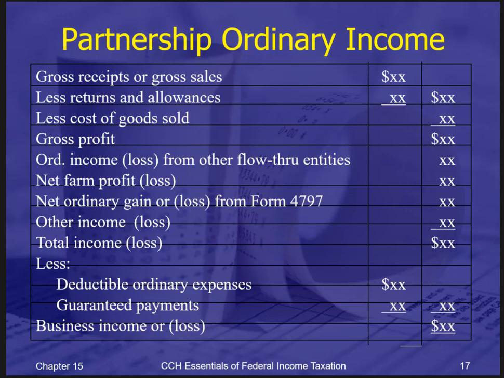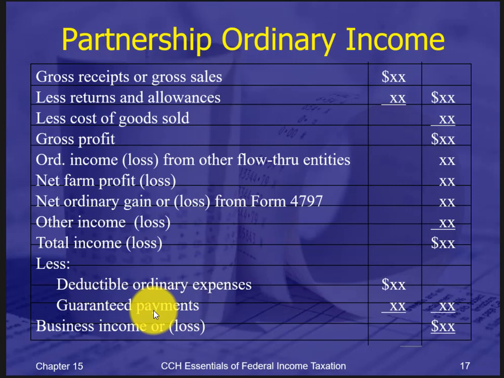So here's how you do the partnership ordinary income. These are the things you're used to seeing: gains and losses from regular business assets, that sort of thing, ordinary expenses, and guaranteed payments to partners.